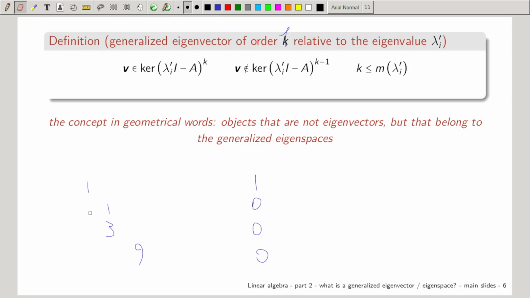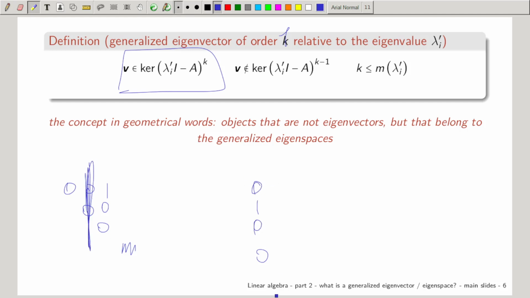Then, if I take 0, 0, 0, 9 minus 3, and raise it to the power of 2, I get this one. True? And then I look at the kernel of this, and I get this object. True? This object is in this kernel here. And here is 3. Are we together? And it's not in this one.